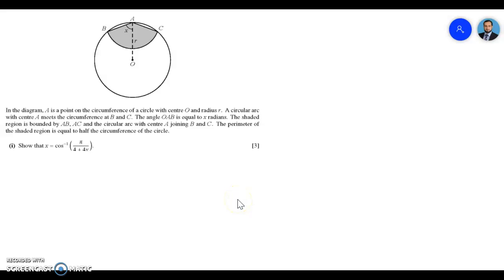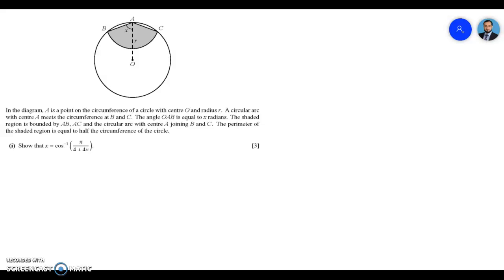In this video, we are going to show that x is equal to cos inverse of pi by 4 plus 4x. We are given that A is a point on the circumference of the circle with center O and radius r, and the circular arc with center A meets the circumference at B and C. The angle OAB is equal to x radians, and the shaded region is bounded by AB, AC, and the circular arc with center A joining B and C.